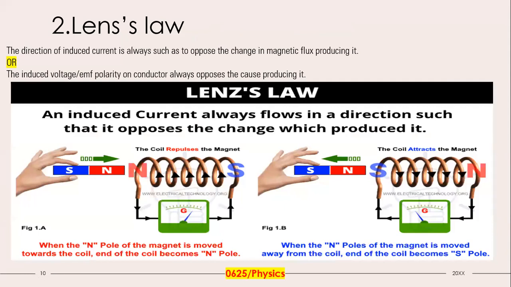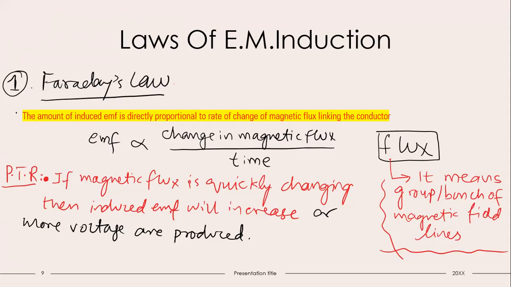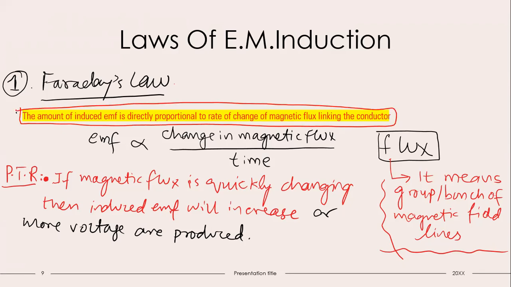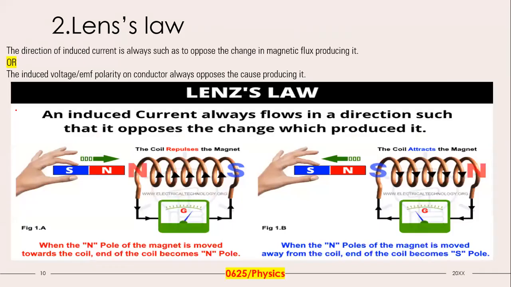Okay, so I was telling you about Lenz's law. The statements are very important for both these laws. The Faraday's law statement is this one, you need to memorize it: the amount of induced EMF is directly proportional to the rate of change of magnetic flux linking the conductor. And Lenz's law states that the direction of induced current is always such as to oppose the change in magnetic flux producing it. And its description is very simple.